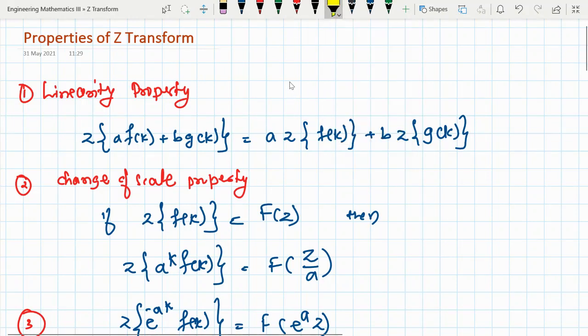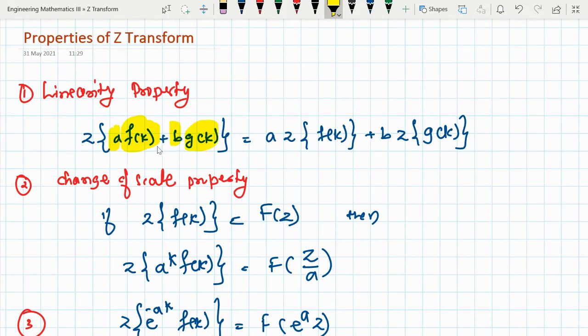It is common in all the concepts from calculus. It is there in the derivative, integration, matrices, functions, everywhere. In the Laplace transform also we have seen this. What is the linearity property? Suppose we have two sequences fk and gk, and these are the scalar multiples a and b.